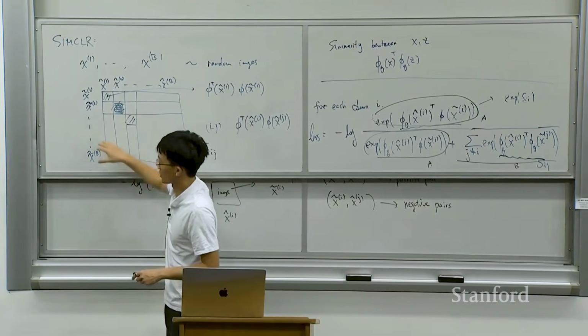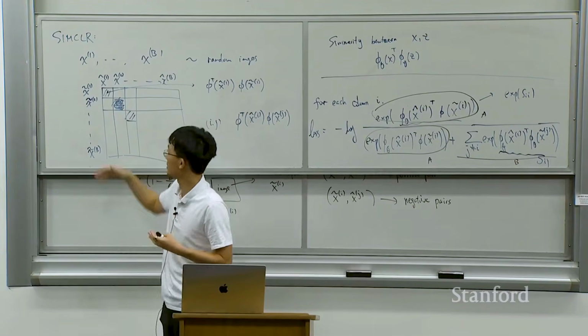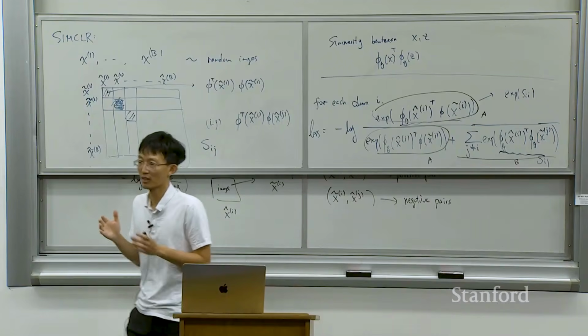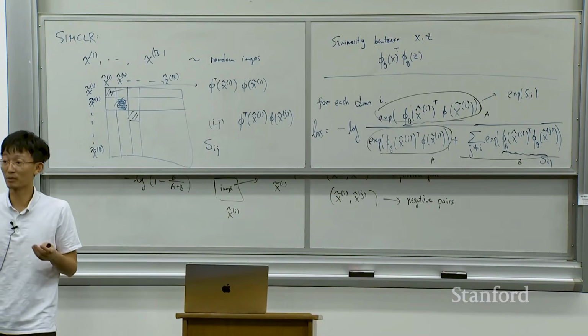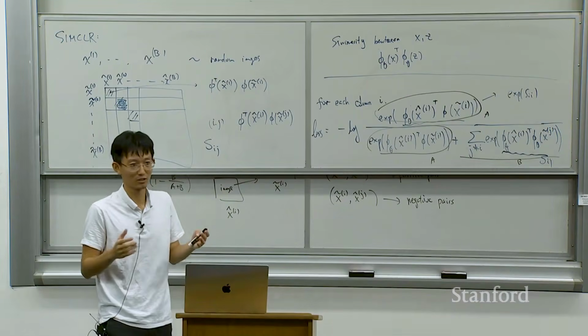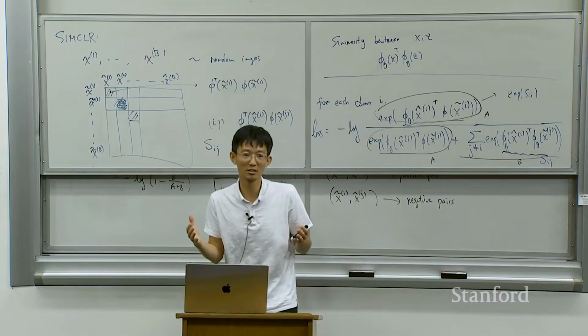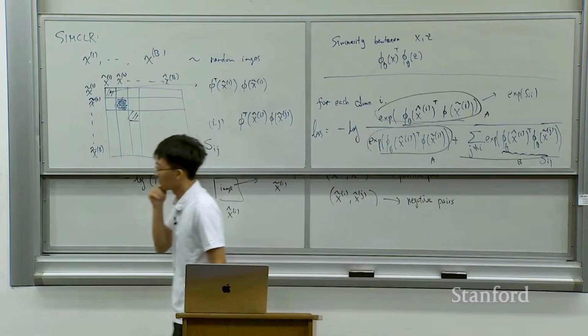When you sample these images, people always sample these B images from the same source so that they are somewhat similar to each other. That's one way to create harder negatives, right? Because if they're all very different, then it's just so easy to fit this loss function. You can just clearly tell them apart.